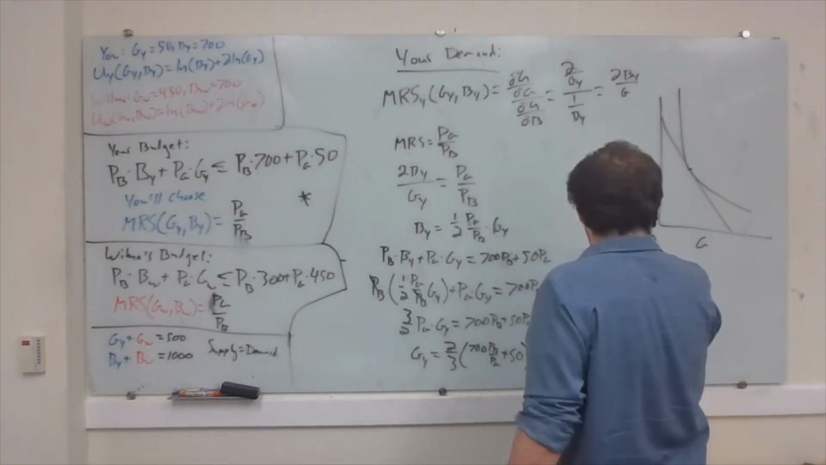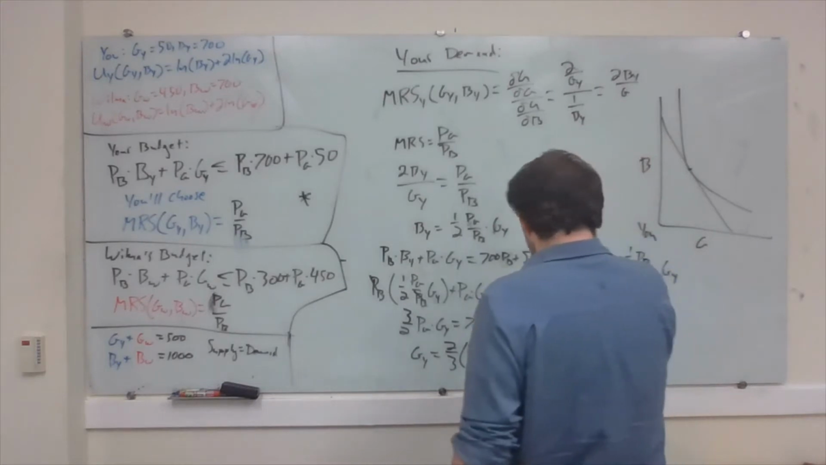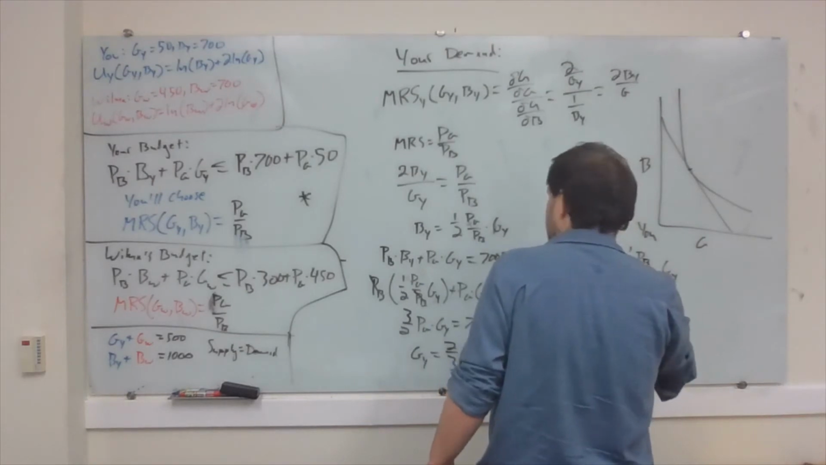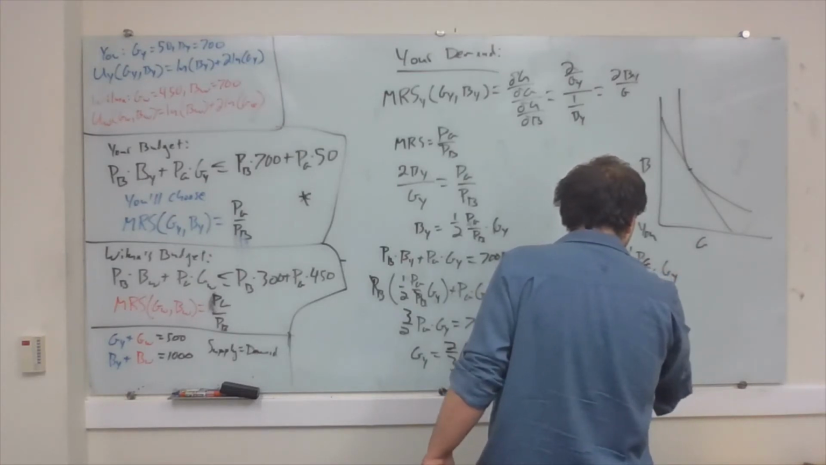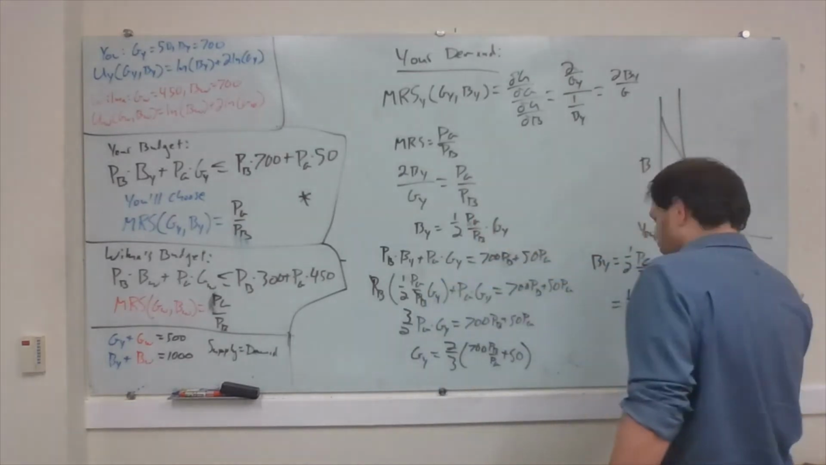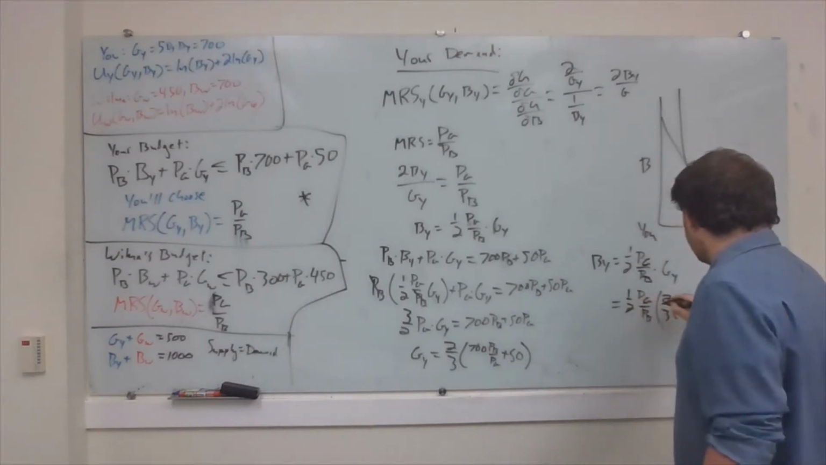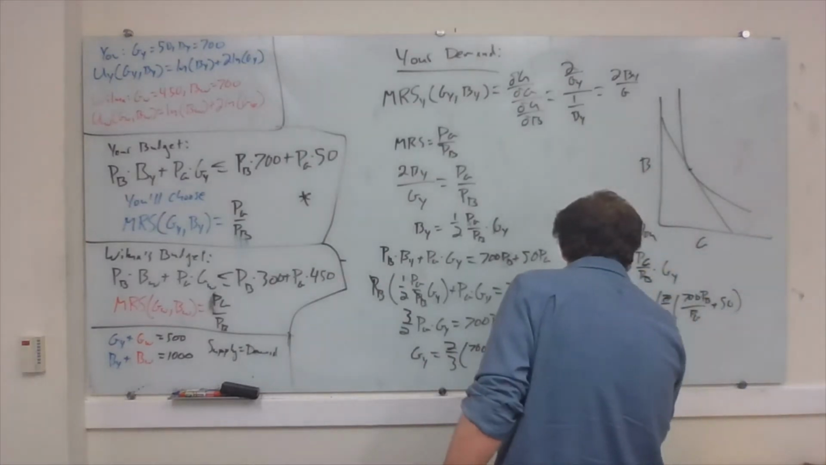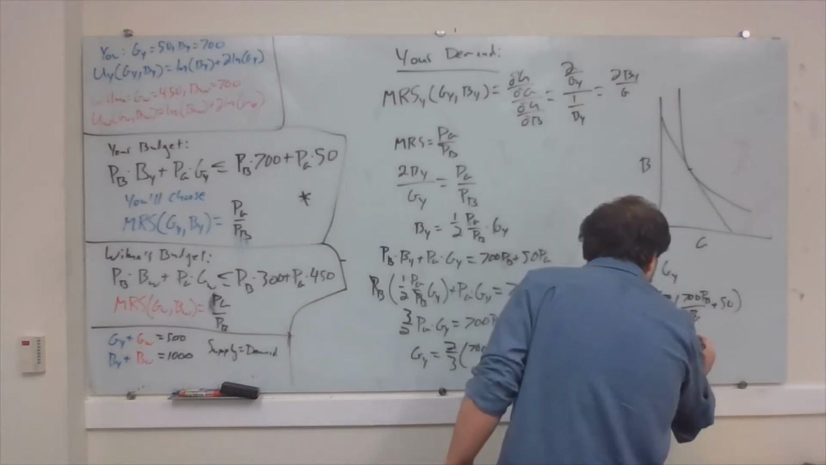Which is just By equals 1/2 PG over PB times Gy. So this is going to be 1/2 of this thing: PG over PB times 2/3 times 700 PB over PG plus 50. So the 1/2 of the 2/3 cancels to be 1/3. We're going to end up having PG over PB times PB over PG. So this is going to be By equals 1/3 times 700 plus 50 times PG over PB.